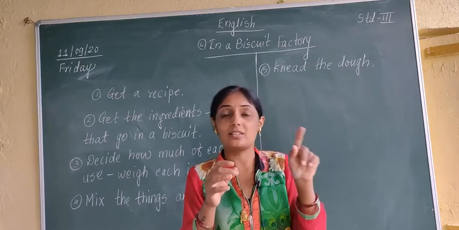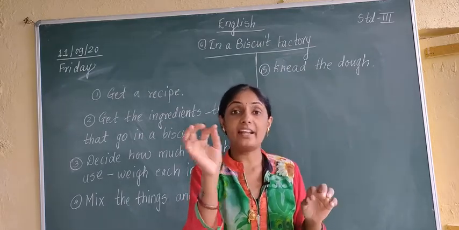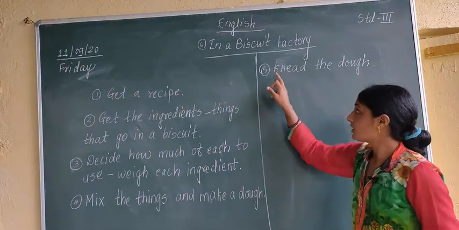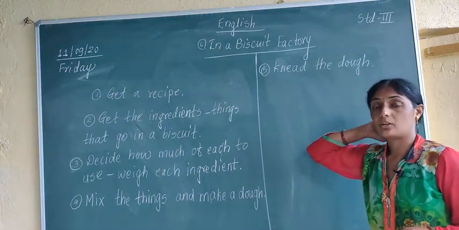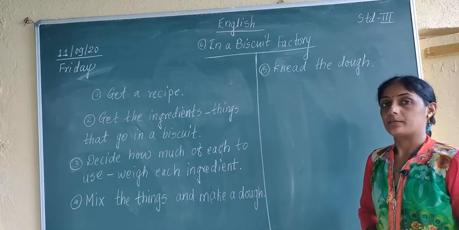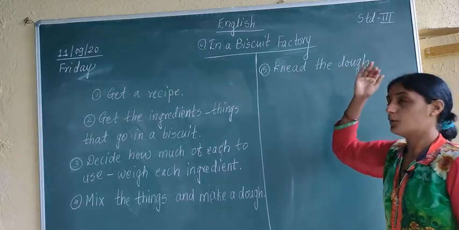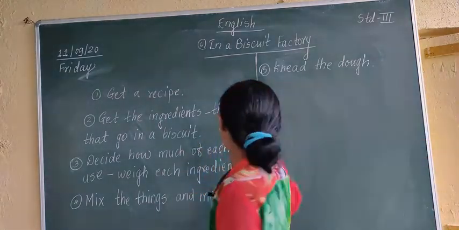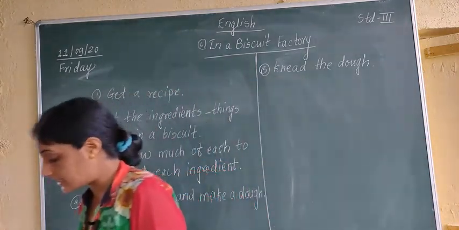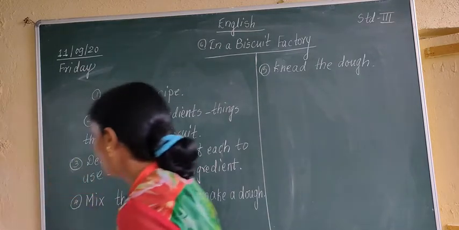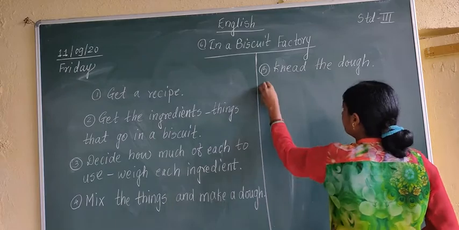Don't say knead as it is spelled, you have to say only NID. Actually the spelling is K-N-E-A-D, but you have to pronounce it NID. Knead the dough म्हणजे काय? हाताने मळून घेणे, okay. That is the fifth point. After that is the sixth point: roll out the dough.